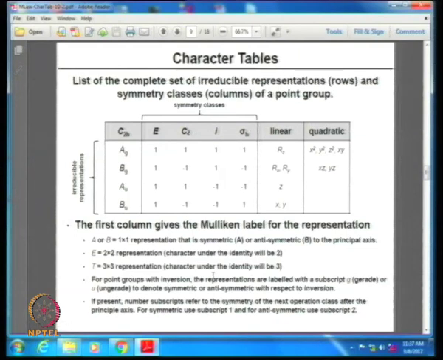I don't want to be reading this transparency too closely, because we'll get carried away. I do want to mention point number 4, this subscript U and G has essentially German word origin. For point groups with inversion, the representations are labeled with a subscript G, which means gerade, or U, which means ungerade, to denote symmetric or antisymmetric with respect to inversion. Whatever that is, I will not elaborate on it further, but that is the nomenclature used.